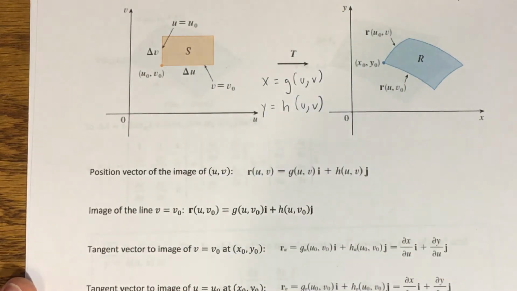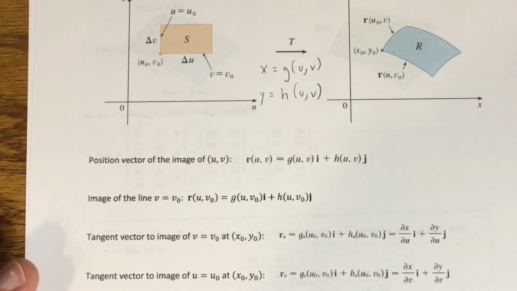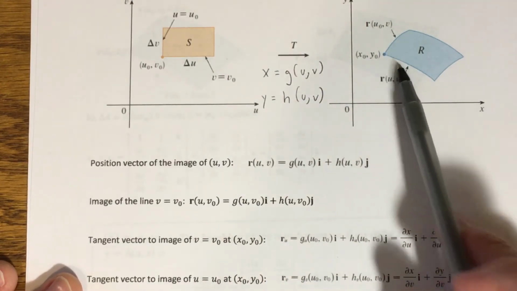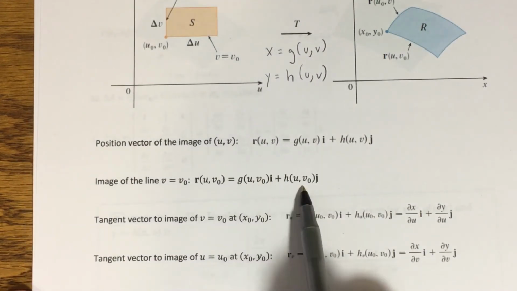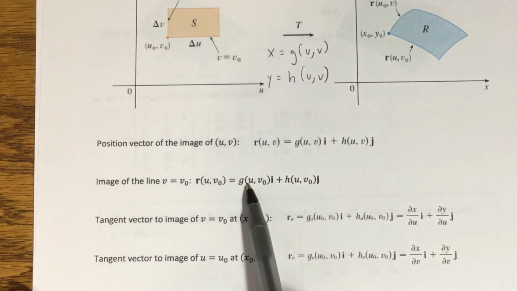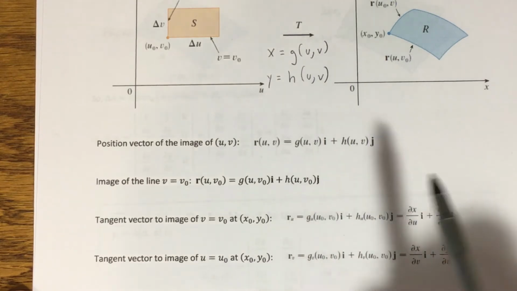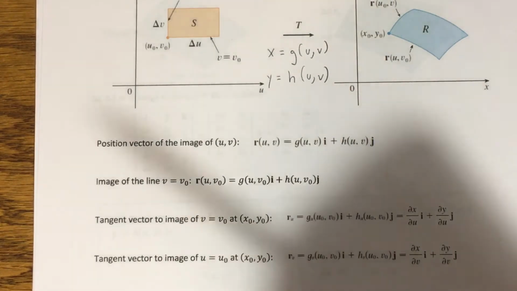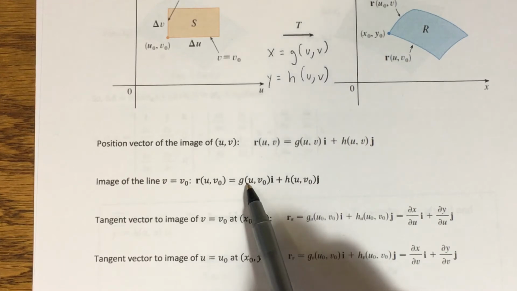But we know that in order to find a tangent vector, we can take the derivative of our vector function that defines this curve and plug in the point that we want to take that tangent vector at. Well, in our case, if I have this vector function describing the image of v equals v naught, so this curve right here, and u is the variable, then I'd be differentiating this with respect to u. But I could alternatively think of that as a partial derivative with respect to u, since that's what a partial derivative is. You hold one of your variables constant, differentiate with respect to the other variable.